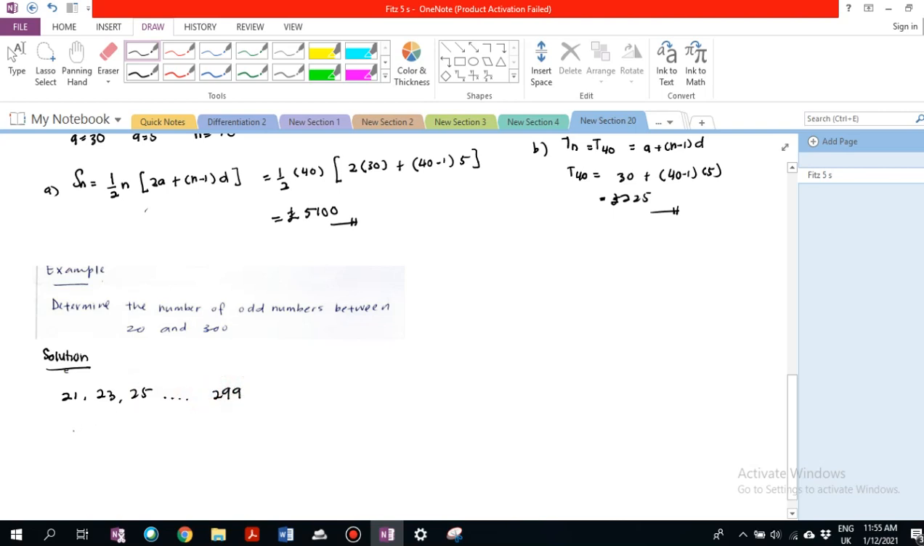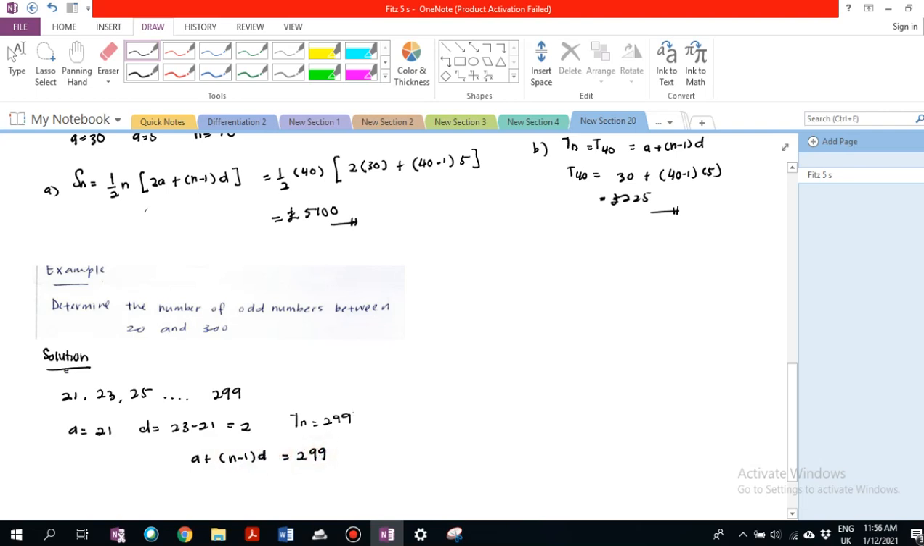So from here we know what your A is. A is 21. What is your D? D is 23 minus 21, which is equal to 2, and your Tn, the nth term, is 299. So the question is, what is the number of odd numbers? To find it, we use A plus (n minus 1) times D is equal to 299.